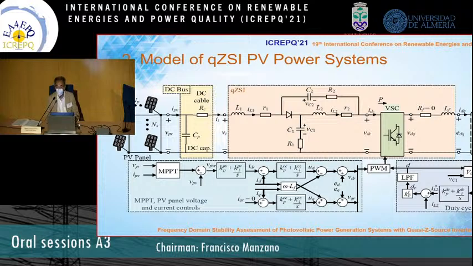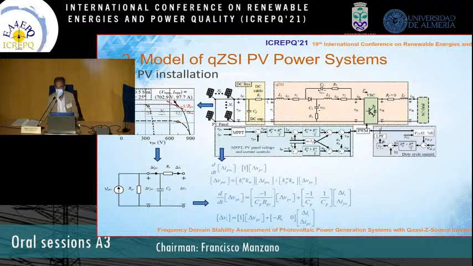First of all, we must write the state space equations of each module of this system. We start with the state space equations of the PV panel, which come from the linearization of the PV panel around the maximum power point. And we have the linearized circuit of the PV panel and the corresponding state space equations.